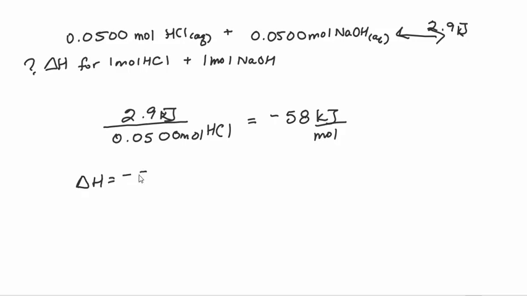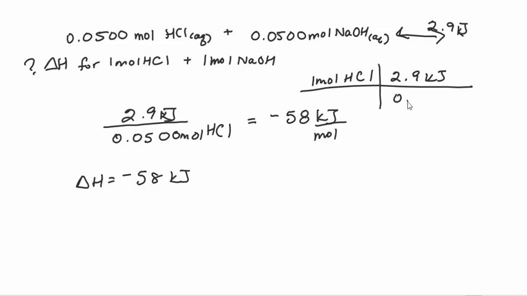So I could also perform this calculation like this. I start with the 1 mole of HCl that I'm looking for, and I know 2.9 kilojoules are produced from 0.0500 moles of acid. So I can do the calculation this way, and just end up with kilojoules.